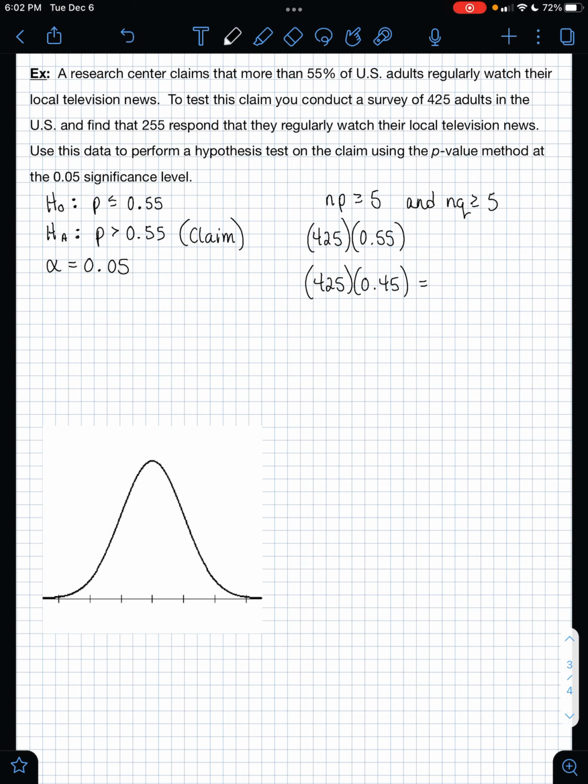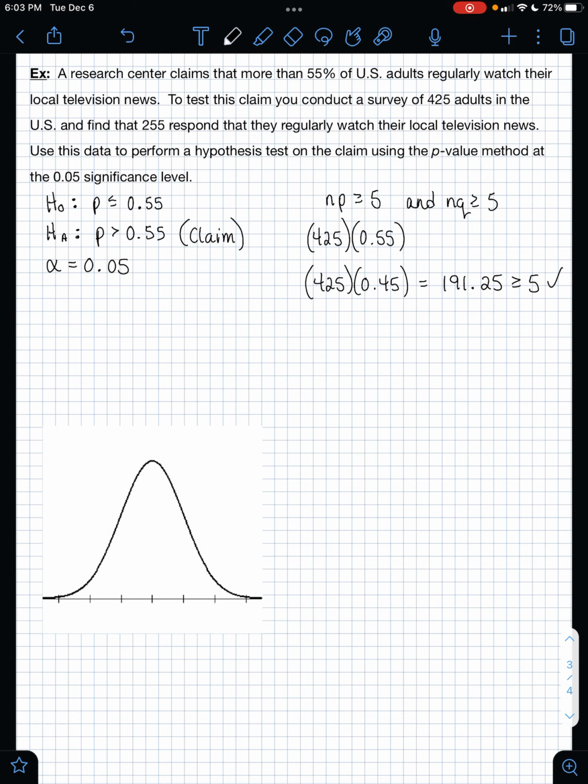But in this case, 0.45 and 0.55 is very, very close to an even split of 0.5 each. So we're looking at a very slight amount of skew, very, very slight. So we shouldn't need too large of a sample size to make sure that we are approximately normal. And the sample size is 425. That should probably do it. And sure enough, we get 191.25. And that is definitely bigger than 5.